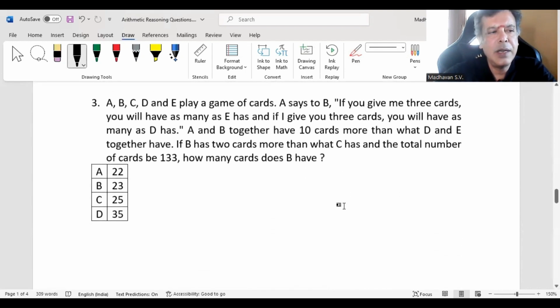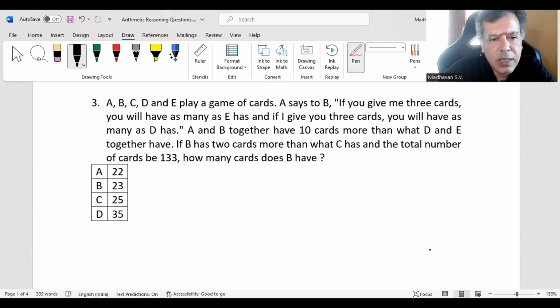A, B, C, D, and E play a game of cards. A says to B, if you give me 3 cards, you will have as many as E has, and if I give you 3 cards, you will have as many as D has. A and B together have 10 cards more than what D and E together have. If B has 2 cards more than what C has, and the total number of cards is 133, how many cards does B have?